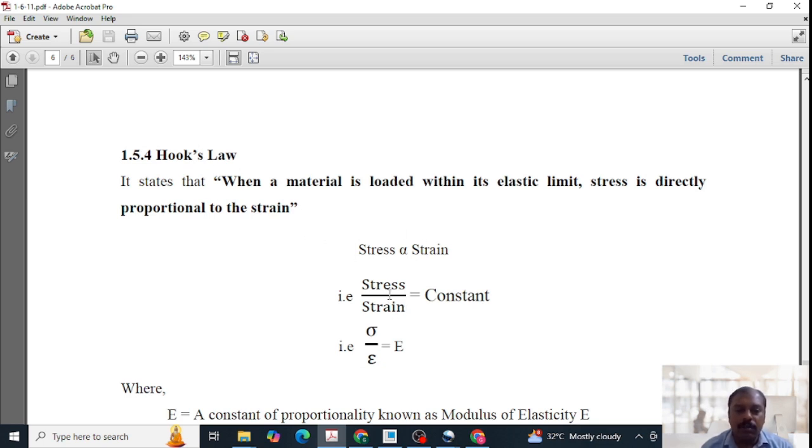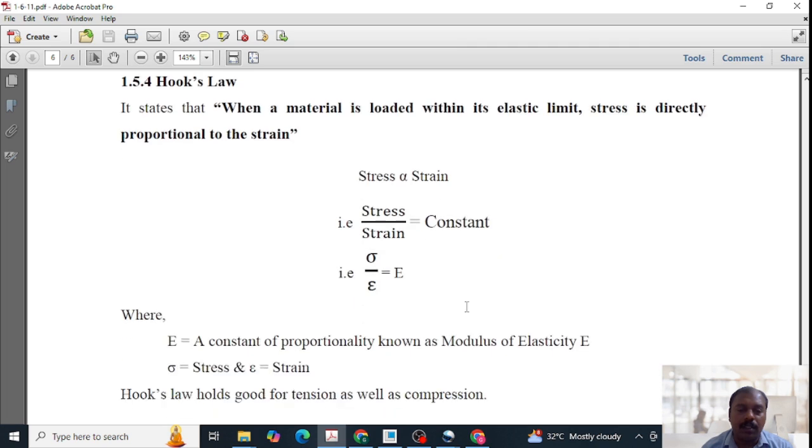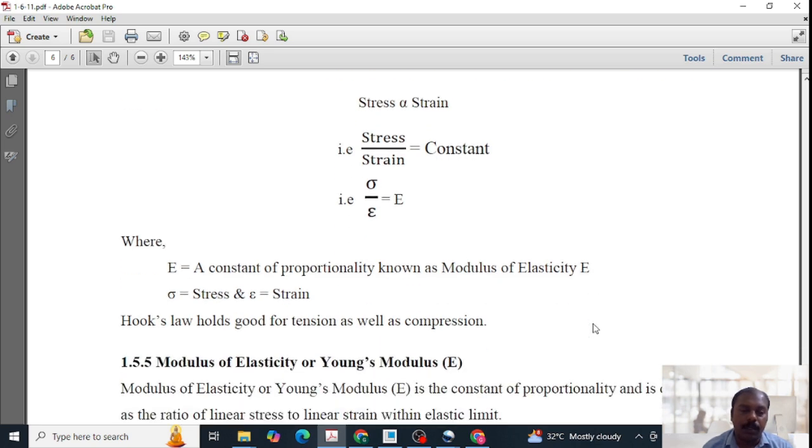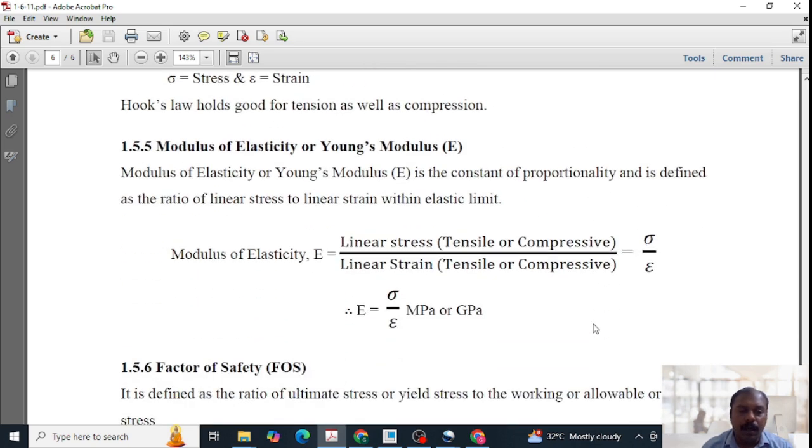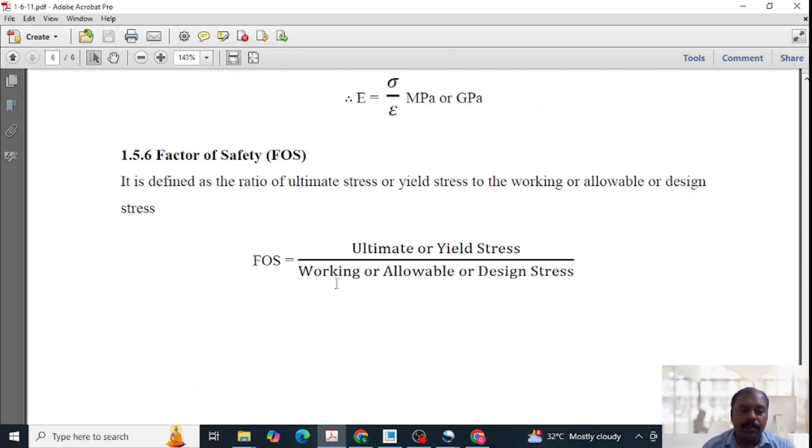Hooke's law: stress by strain is equal to a constant, and this is the Young's modulus. E is called Young's modulus, a constant of proportionality. And the modulus of elasticity E is equal to linear stress by linear strain. Then the factor of safety, FOS, is equal to ultimate or yield stress divided by working or allowable or design stress.